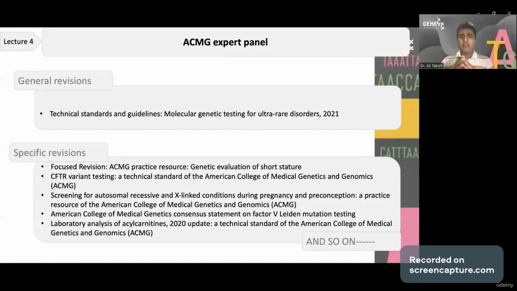And then there are several specific revisions. For example, there's the ACMG ACT sheet and resource on genetic evaluation for short stature, for patients presenting with short stature. There's a revision for CFTR causing cystic fibrosis, and also a revision for X-linked disorders. I highly recommend everyone to consult these revisions as well. There are several others which I haven't put into this slide, by the ACMG committee.